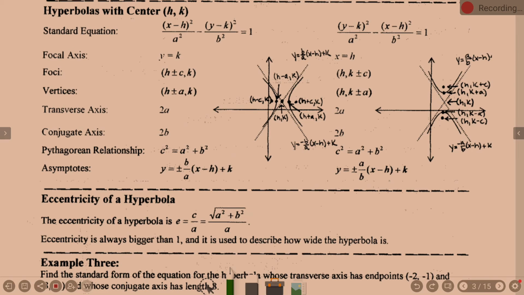Back page. Connor was wanting to know when we get to h, k. We're here. Here it is.